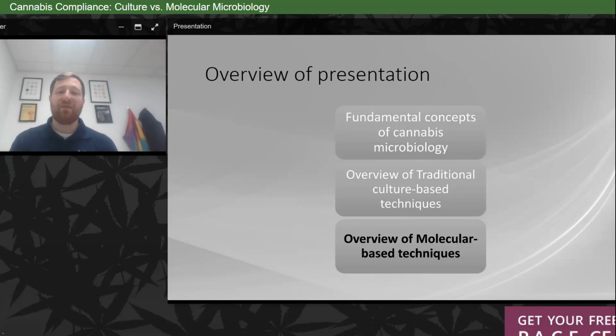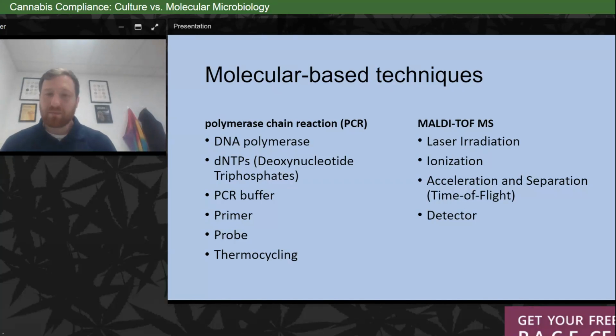So moving on from traditional culture-based or media-based methods, we're now going to move into an overview of molecular-based technologies. On the market right now, more often than not, we're seeing PCR-based methods of analysis. Now, PCR is a broad spectrum term. We have endpoint PCR, we have real-time PCR, and I'll try to get into the best of what those differences are and how those relate to microarray and things like that.